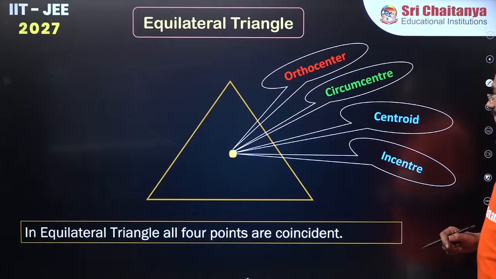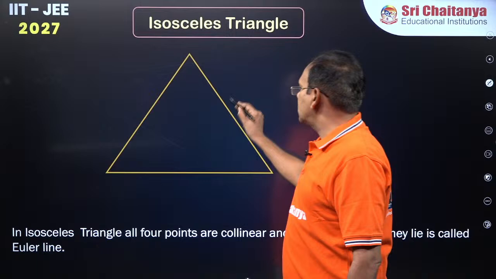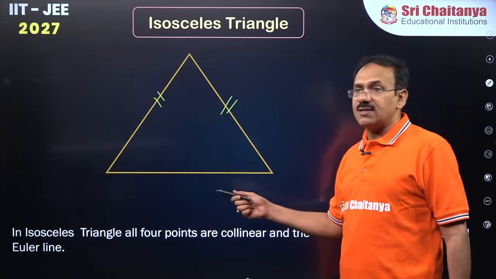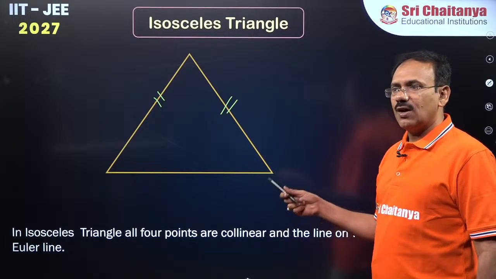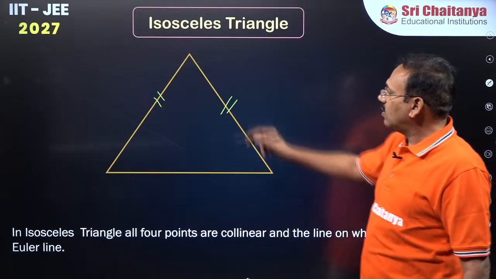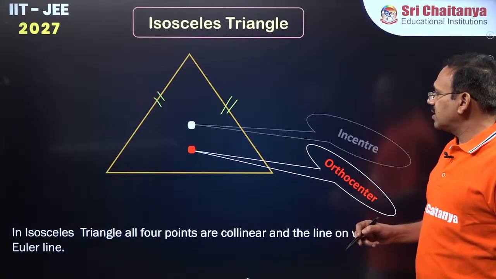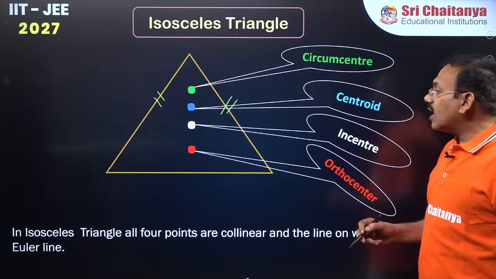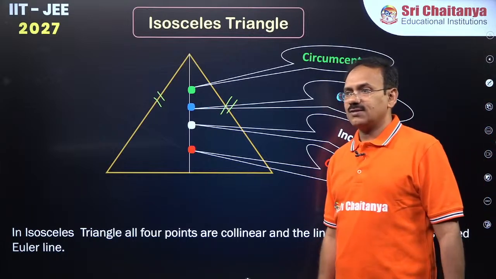Next, the isosceles triangle. An isosceles triangle means suppose these two sides are equal. The unequal side we generally call the base. If these two sides are equal, this is the base. It seems to be all equal, but suppose this is different. Now, for the median drawn onto the base, the orthocenter, incenter, centroid and circumcenter, all four points will be collinear on that median.